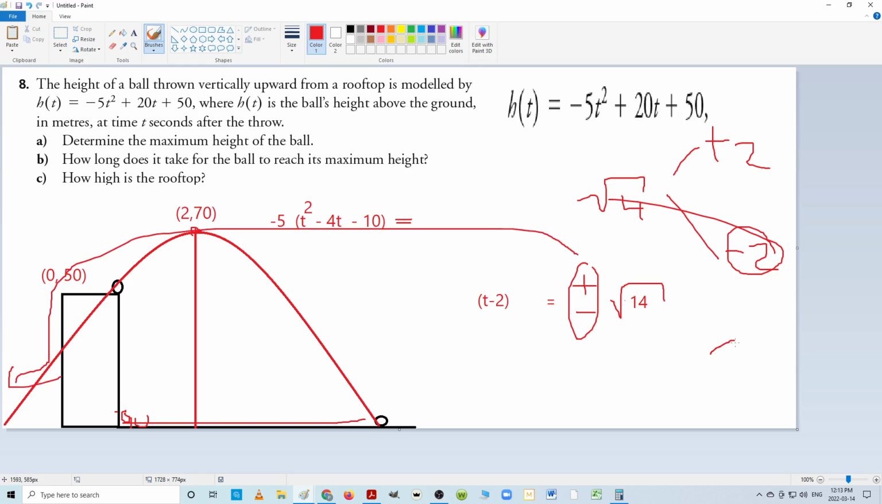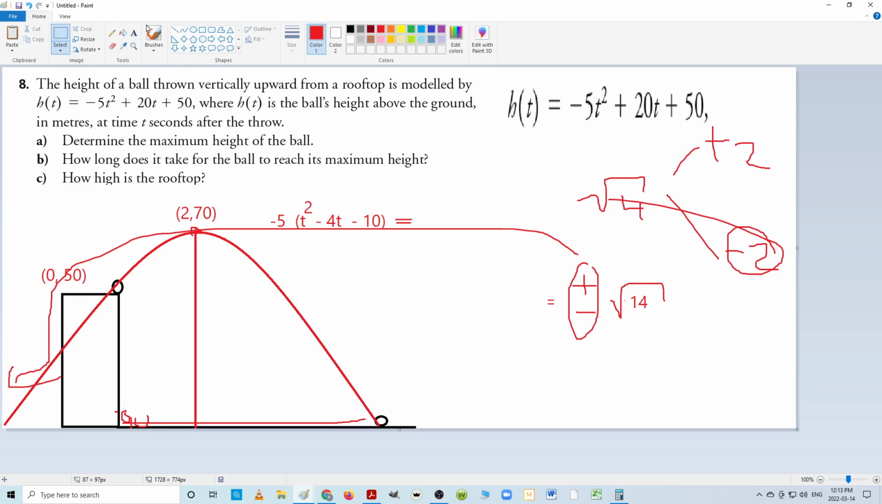The square root of 14, by the way, is somewhere between 3 and 4, and it's closer to 4, because 3 squared is 9, and 4 squared is 16, which is higher than 14. So we're talking about 3.7 seconds. We'll put it in Desmos to see exactly, or we can take the square root, but we're not quite done yet. We have t minus 2, which means I have to add 2 to both sides.